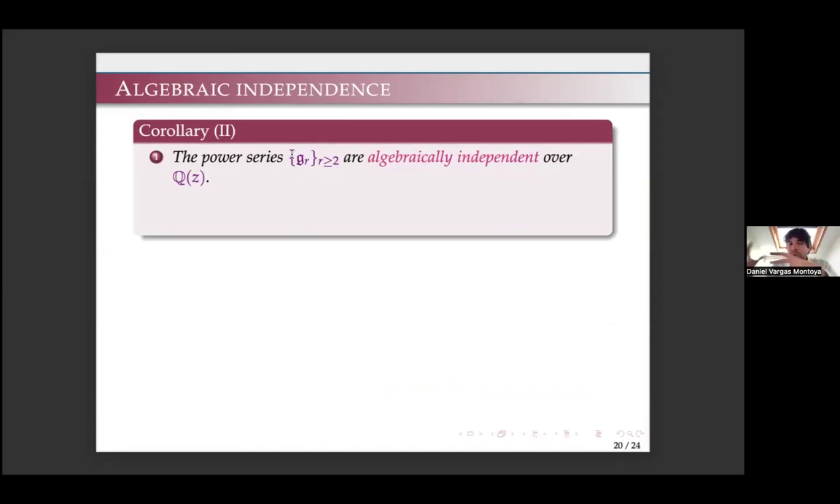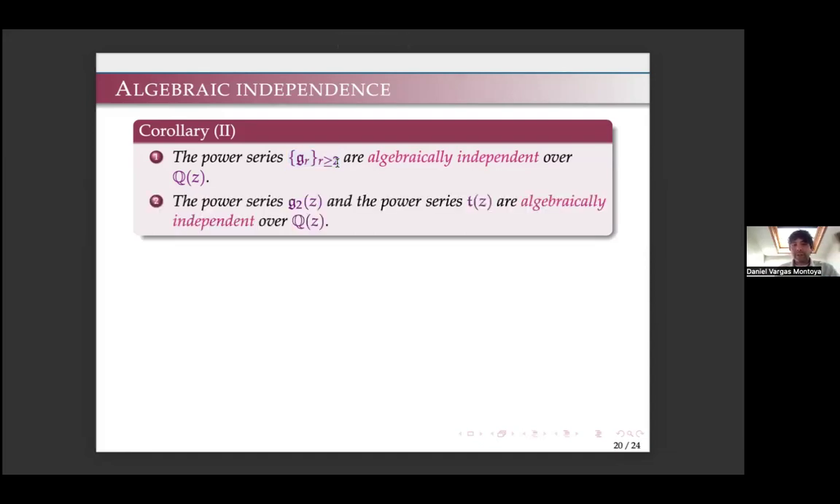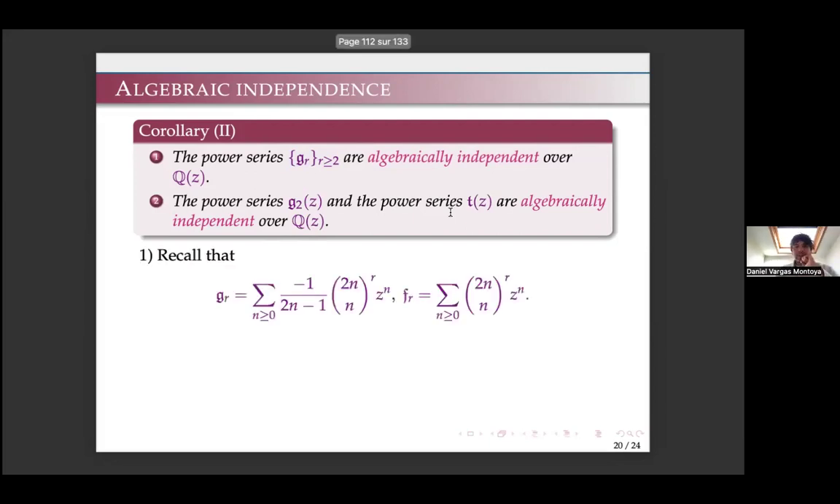Here it is very important to say that, for example, for this family we cannot apply the criterion given by Adamczewski, Bell, and Delaygue, and it's the same thing for these two power series. The power series G2 and the power series T are algebraically independent over Q. So to finish, let me show how I prove the first one.